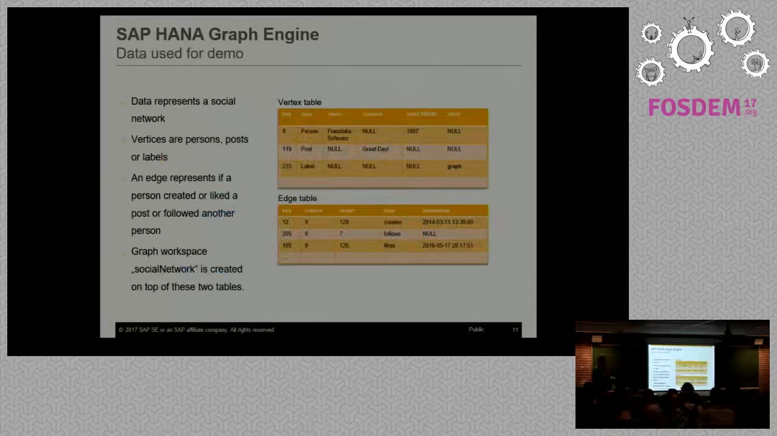Okay, I want to show a little demo, and for the demo I have here data that represents a social network. For vertices we have posts, persons, and labels, and for edges we have created, so a person created a post or liked a post, and a person can follow another person, and we build a graph workspace on top of it.